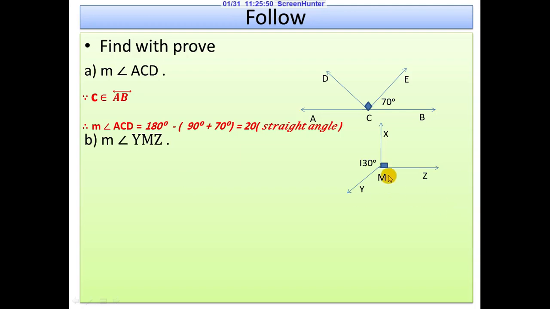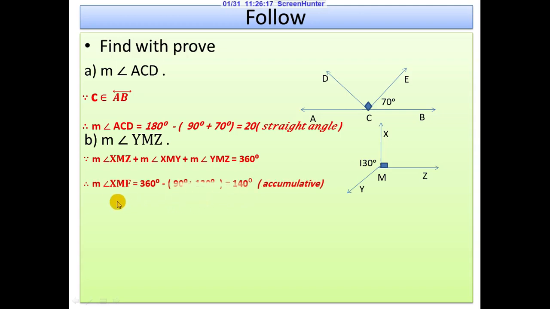Letter B. He gave me here two angles, XMZ equal 90 degree and XMY equal 130 degree, and YMZ is a missing angle. How to find it? By using proof. We must write since, by this way, because they are cumulative angles, measure of angle XMZ plus measure of angle XMY plus measure of angle YMZ equals 360. Therefore, measure of angle YMZ equals 360 minus, open brackets, 90 plus 130, equal finally 140 degree, because they are cumulative angles.